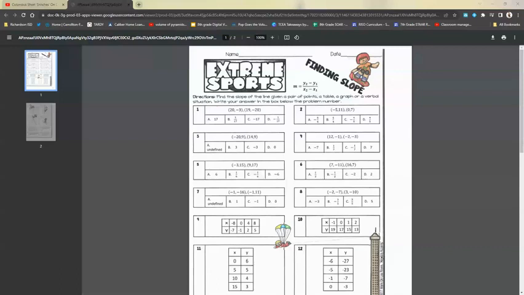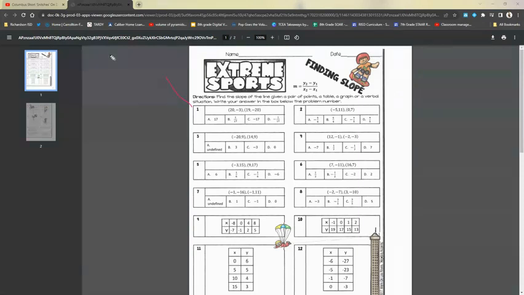All right, guys, so this is going to be a little bit straightforward. I'm going to try to go through this as fast as possible. I'm going to do 1, 2, and 3 in detail, and then I'm going to do the rest a little bit faster.